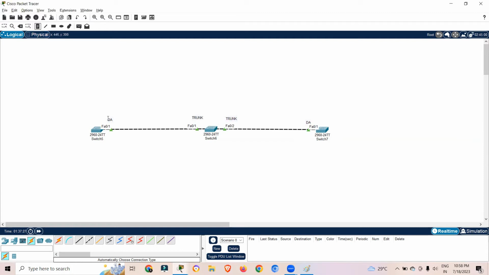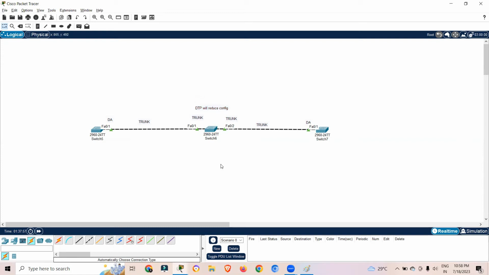And I know that dynamic auto plus trunk will be equal to what? Trunk, right? That will be equal to trunk. That will reduce my configuration. The DTP protocol will reduce my configuration, okay? DTP will reduce configuration by the help of possible combinations.